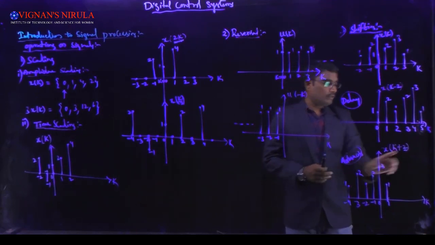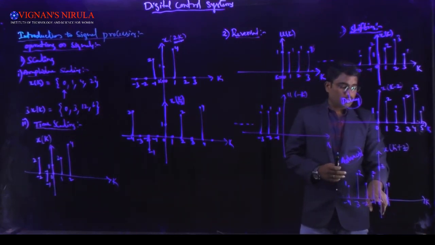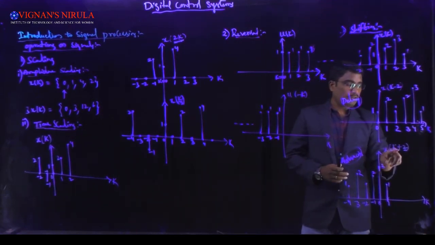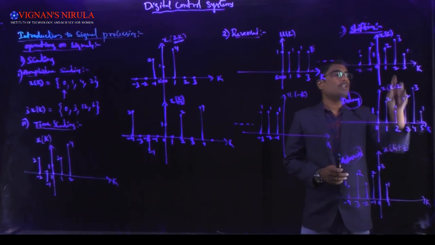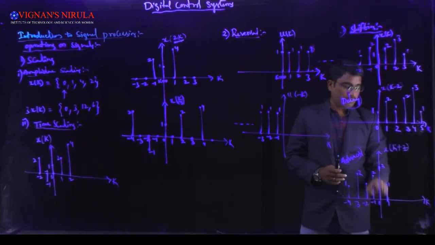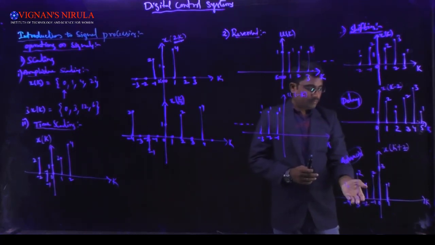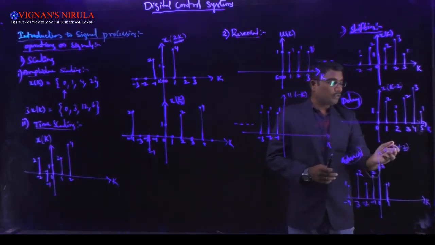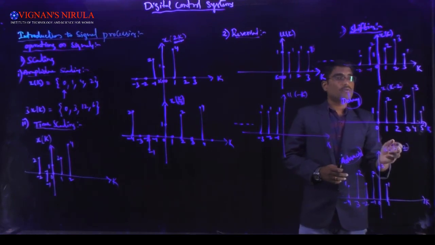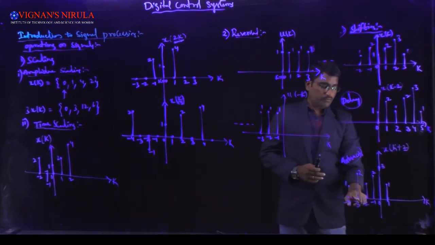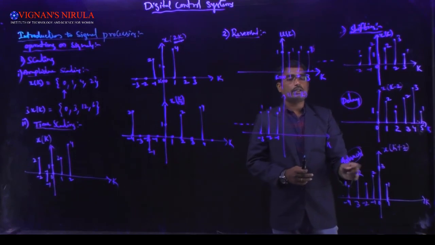Alternatively, you can check in this way also. See here, for k equals 0, it is x of 0 plus 2, that means x of 2. What is x of 2 over here? 3. If you want to check for k equals minus 3, x of minus 3 plus 2 means x of minus 1. What is x of minus 1? 2. In this way also you can check it.